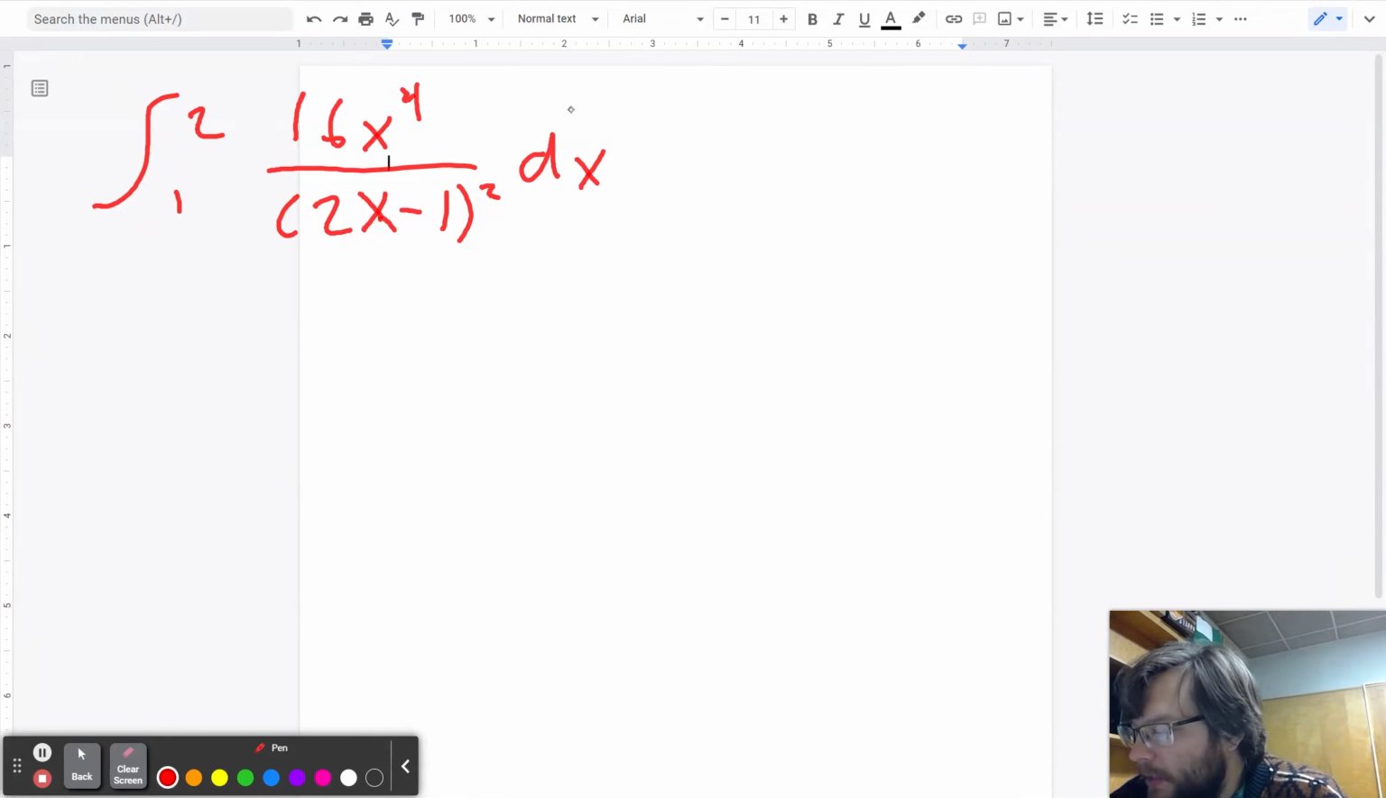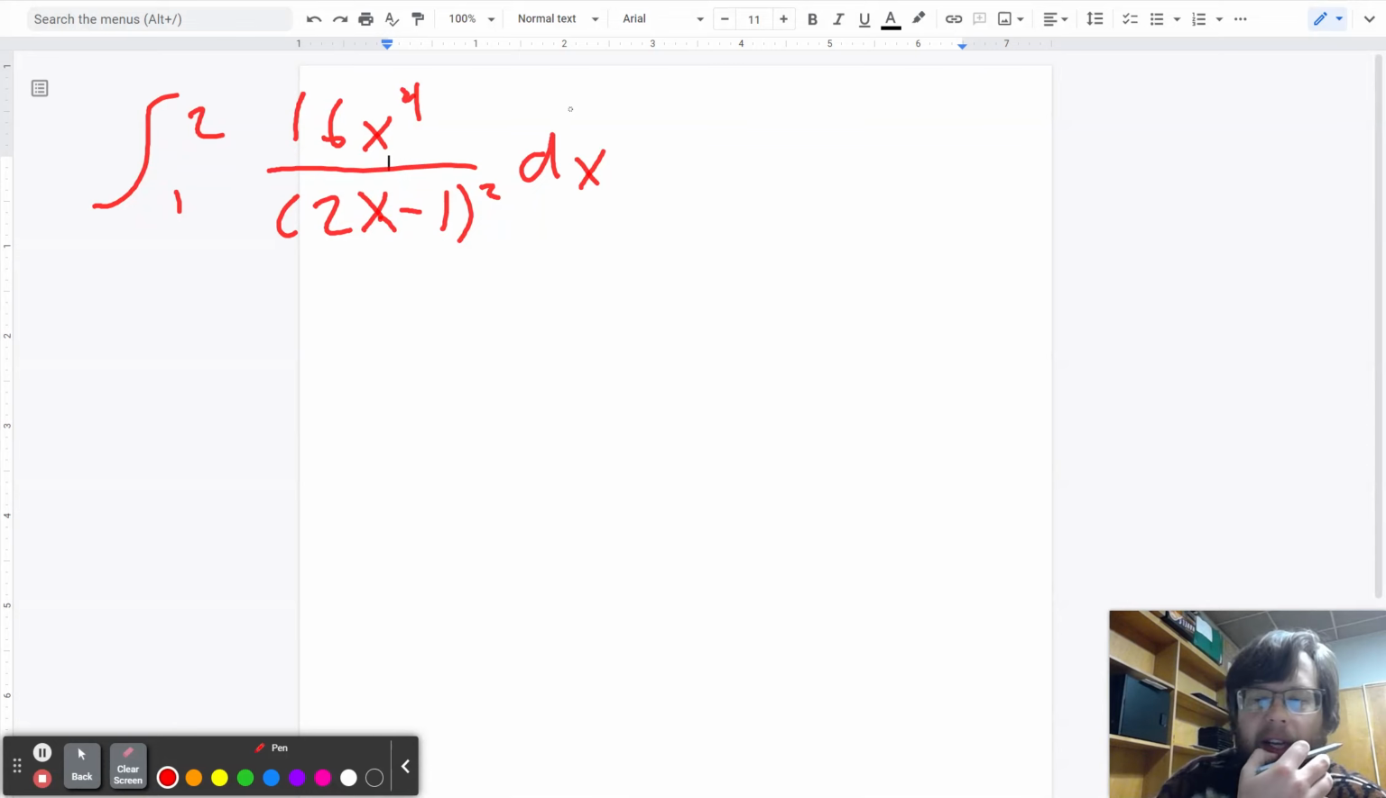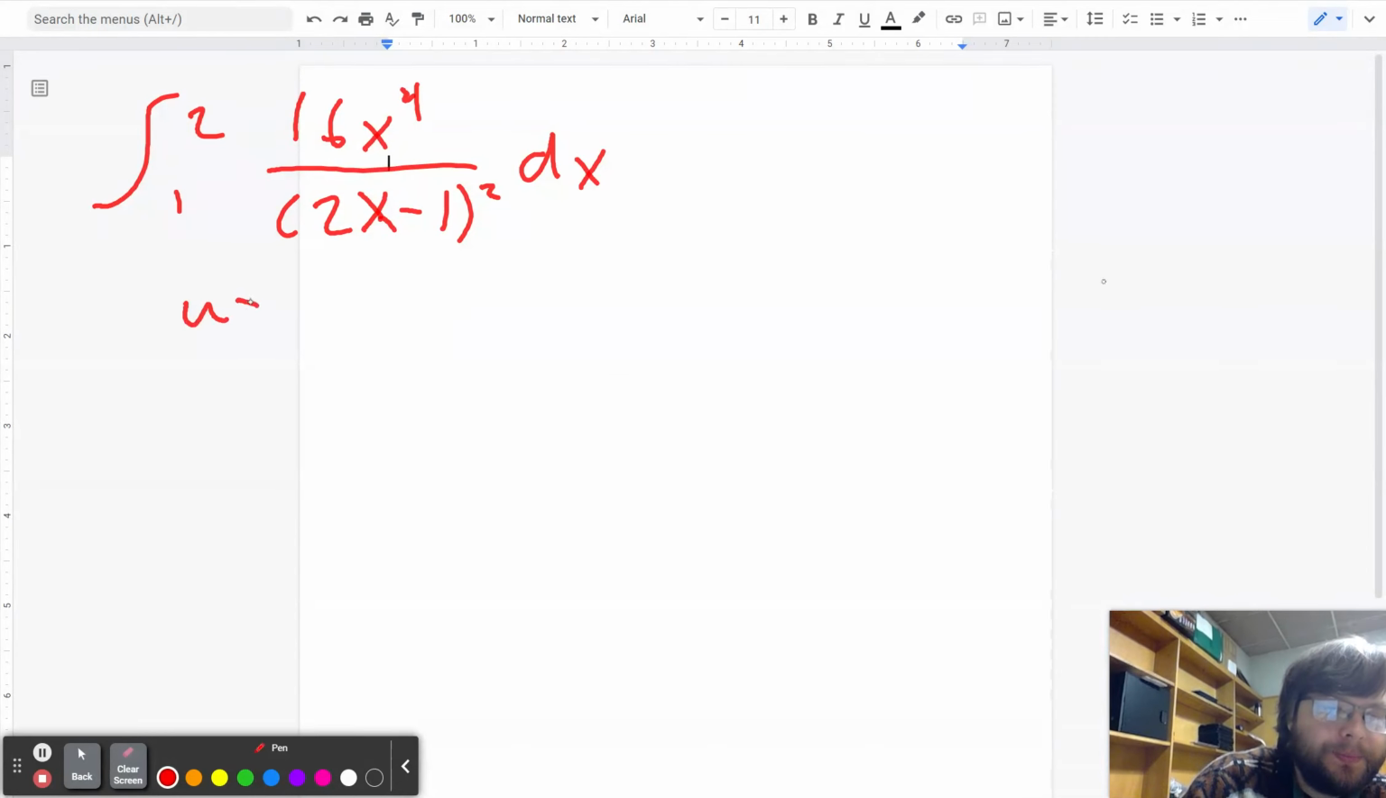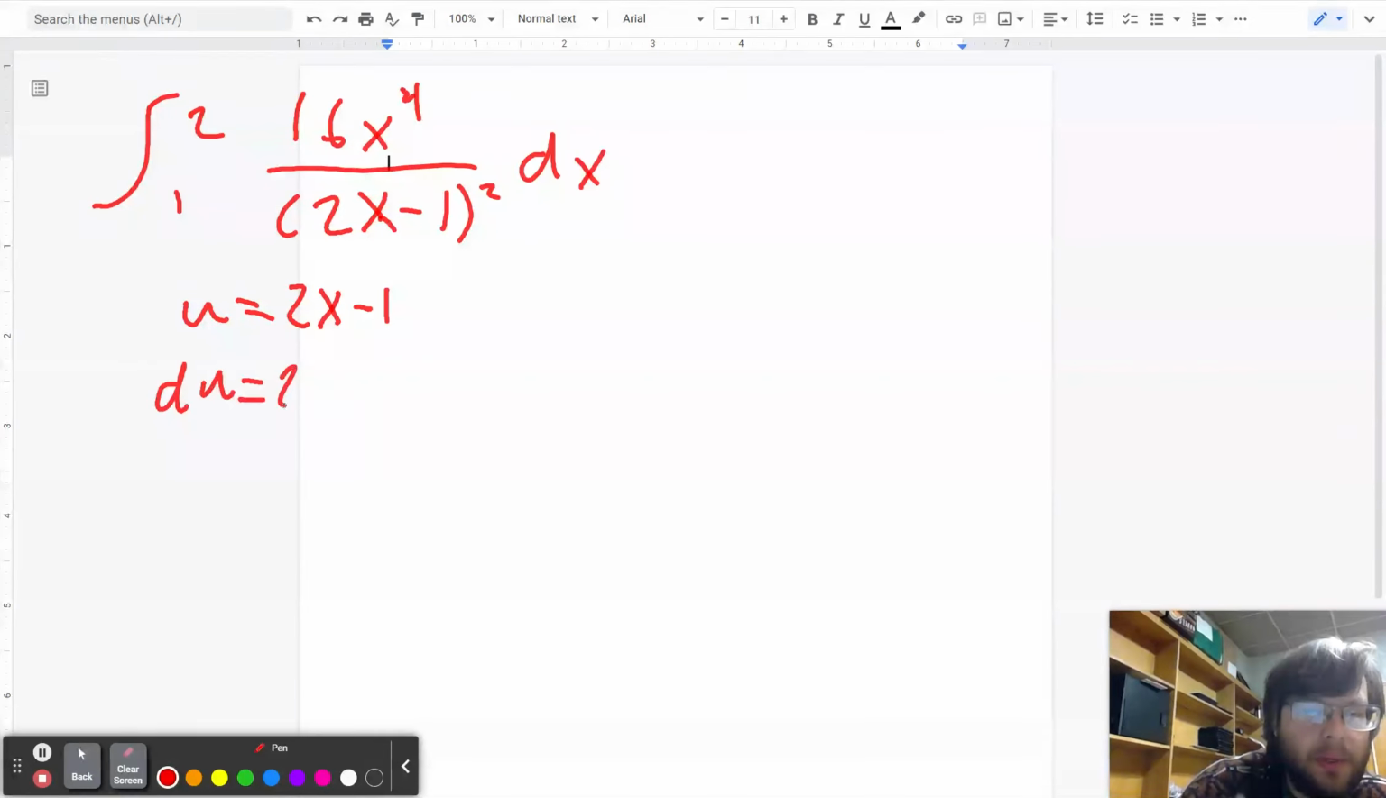Okay, so when I look at this one, I don't see an obvious substitution. I don't see a square root of anything plus anything. I don't see an obvious triangle. I'm going to try a u substitution. Let's try u equals 2x minus 1. So then du would be 2 dx.